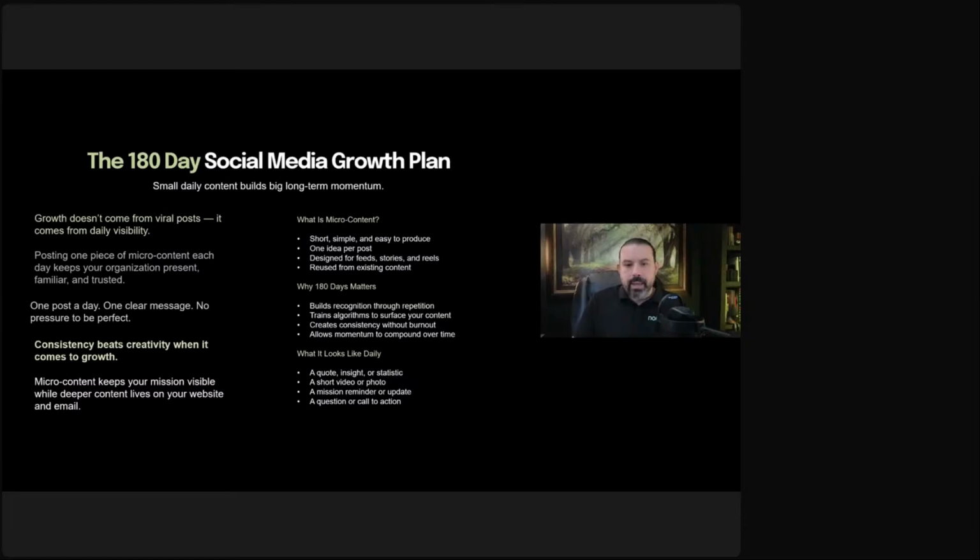Why 180 days matters though? It builds recognition through repetition. I challenge everyone, do this. Don't miss one day. Just do it for 180 days. And I promise you, the dynamics of engagement for you are going to change. And cultivation is going to be really easy. It trains the algorithm to surface your content.